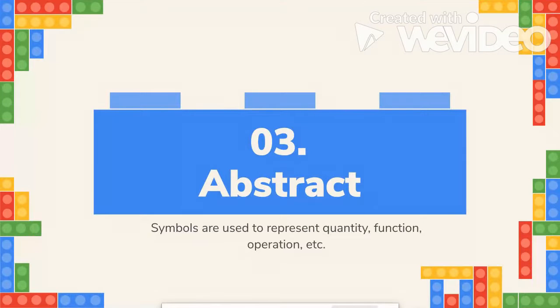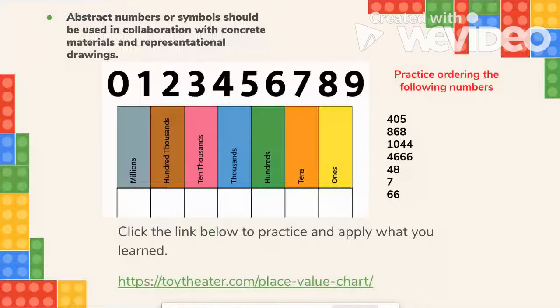In the abstract level, symbols are used to represent quantity, function, and operations. Below is a virtual value chart. Please feel free to click on the link and practice ordering the numbers. Remember, abstract numbers or symbols should be used in collaboration with concrete materials and representational drawings.